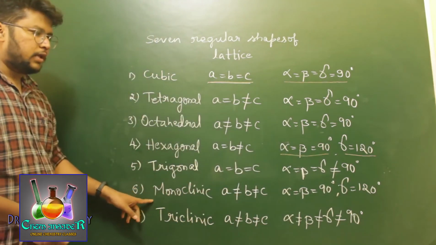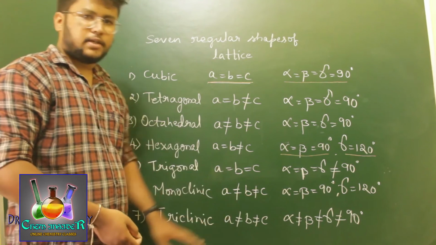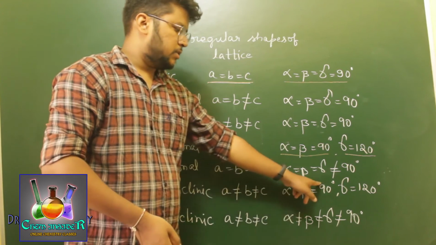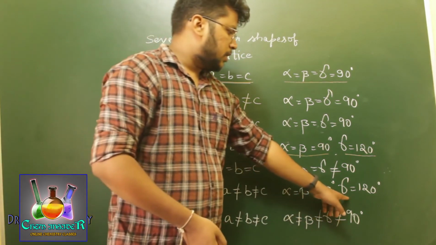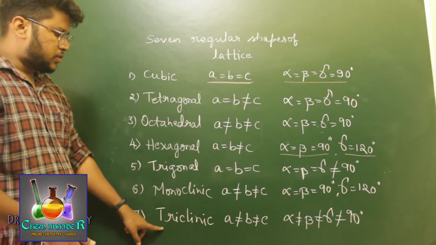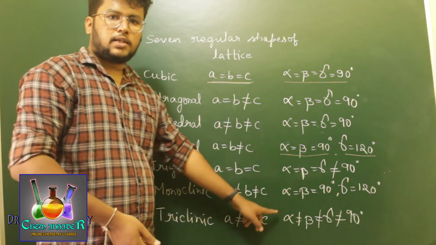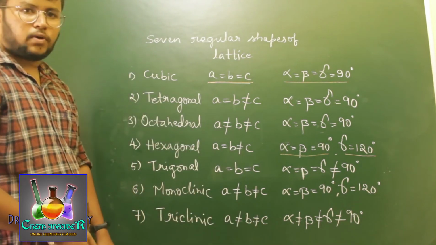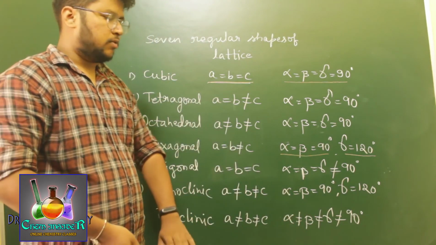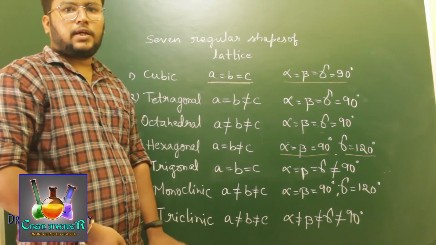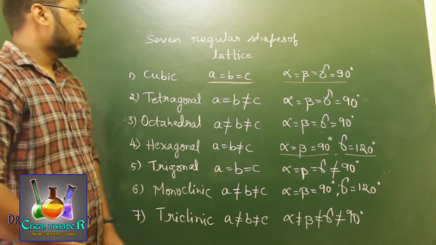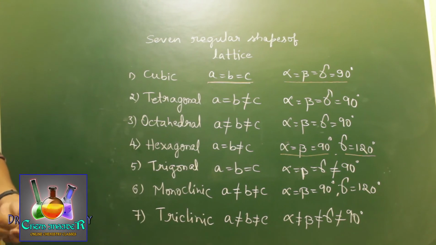Next for monoclinic, we have all 3 edge lengths different from one another, and angles alpha, beta equal to 90 degrees, and angle gamma equal to 120 degrees. And for the last one, we have triclinic. This triclinic has a, b and c different from one another. Alpha, beta, gamma will not be equal to one another and also will not be equal to 90 degrees. So these are the 7 regular shapes of a unit cell.